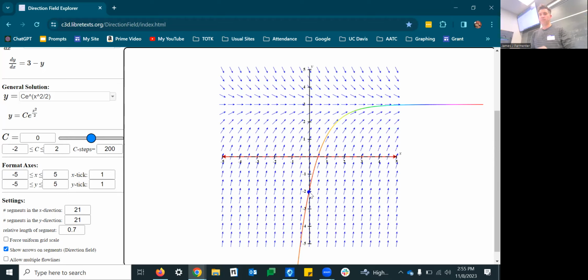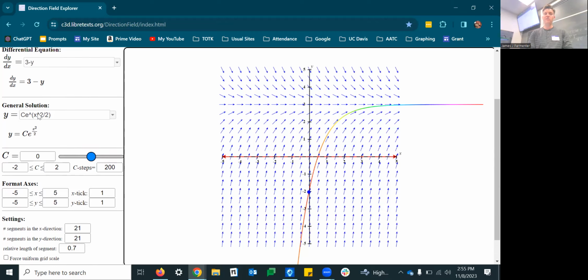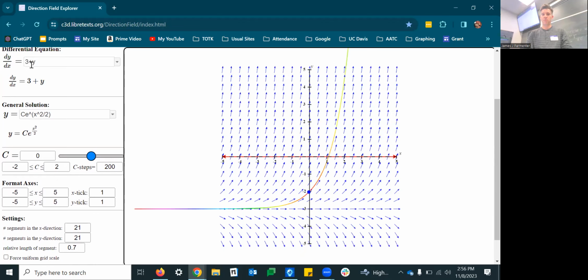On the other hand, let's change the differential equation just a tiny bit. Let's make it 3 plus y. Looks pretty similar, but look at this now. If we plot a point like (0, -2), we're getting pushed away from the equilibrium. That equilibrium definitely looks like it is unstable, right? We're getting pushed away from it, and it is unstable.